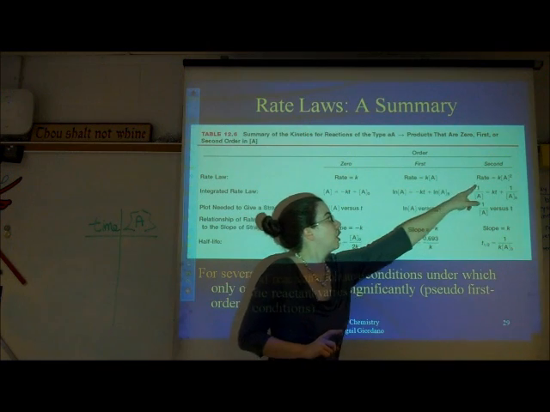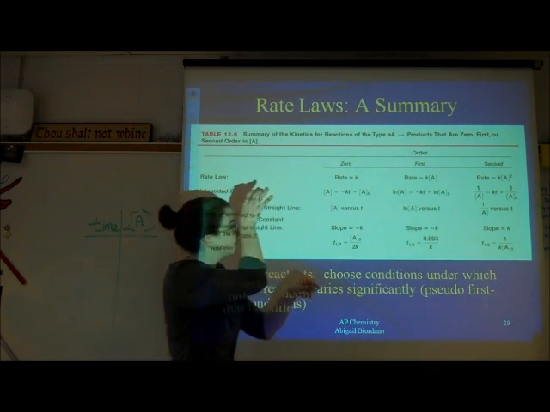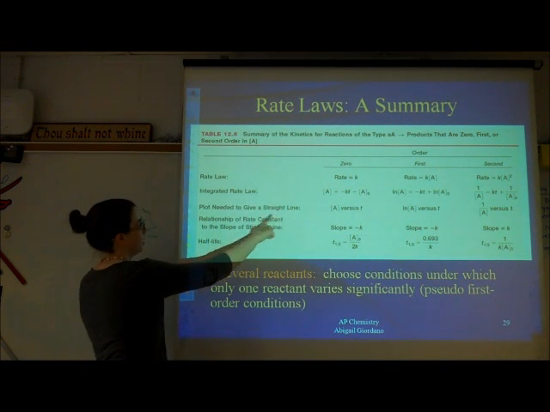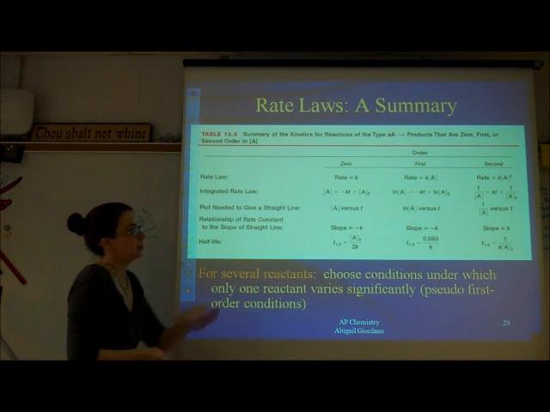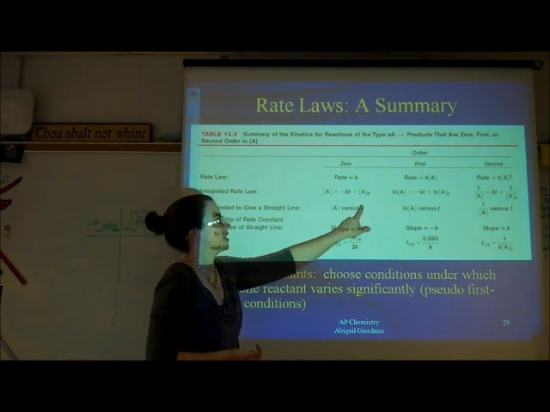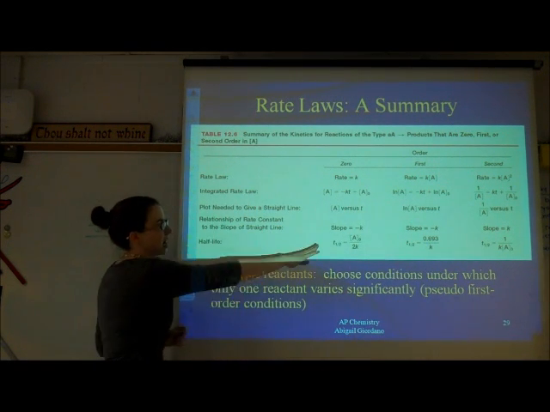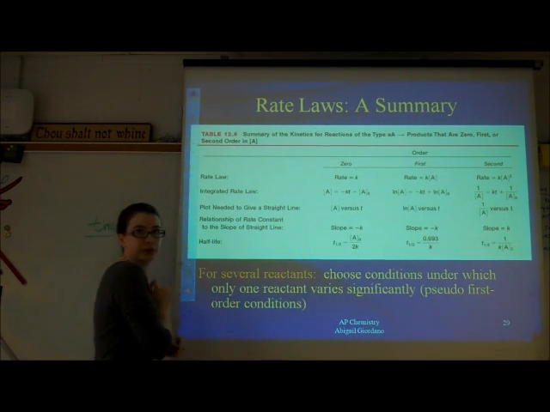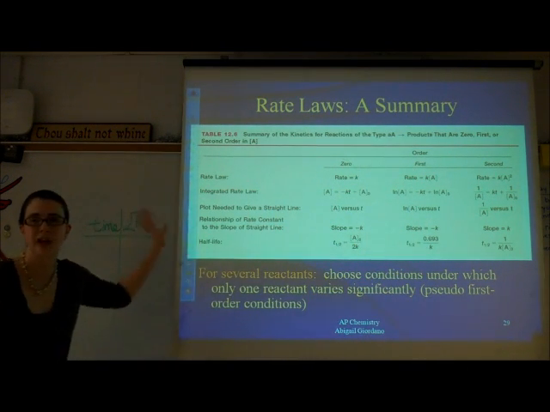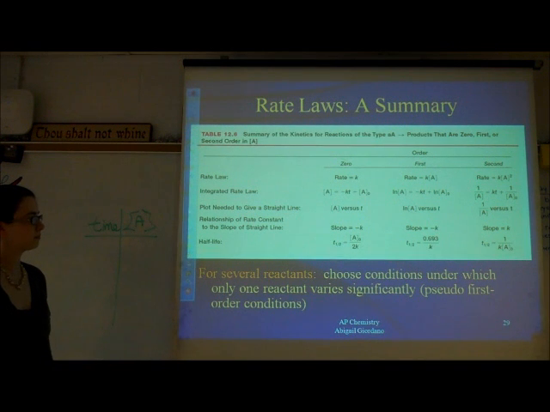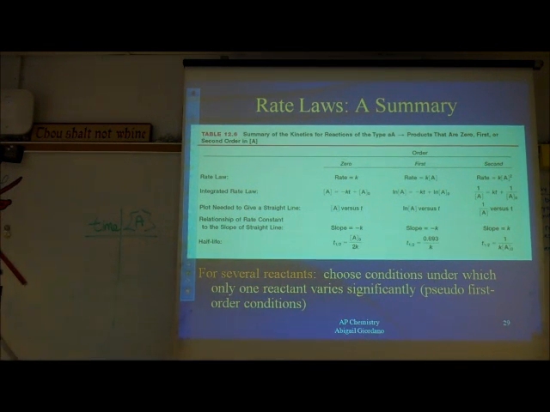They've got the rate laws for each one. They've got the integrated rate laws for each one. This is my favorite part: the plot needed to give a straight line, Y versus X. It's got what the slopes are equal to. It's got the half-life equations. There's good stuff here. Don't worry about this statement. Just ignore it.